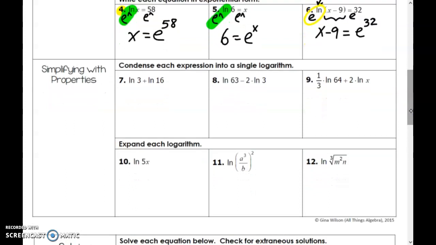All right, here we have some properties. So we're going to do some condensing and expanding. These work the same as the regular logs. So let's look at number 7 right here. We have the natural log of 3 plus the natural log of 16. We're going to do what we've done before. We're going to take this 16, we're going to take this 3, and they're going to multiply in a single natural log. So we're going to have natural log of 3 times 16. That's what we do because these are being added. So this becomes the natural log of 48.